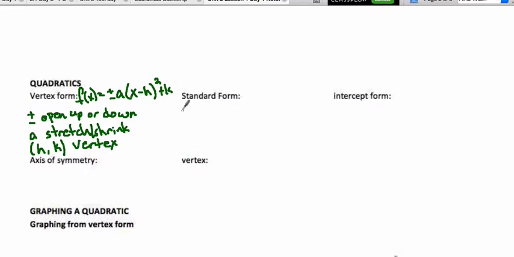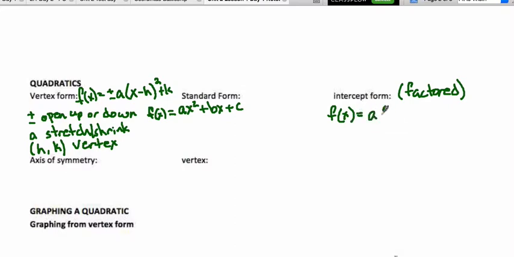Okay, standard form. Standard form looks like this: ax squared plus bx plus c. So this is what we're seeing a lot of our quadratics presented to us in this form. And then intercept form is just the factored form. So just a different name for the factored form. And not all quadratics are factorable, but when they are, we would see it something like this: a times (x minus r sub 1) times (x minus r sub 2), where r is the roots, or x-intercepts.